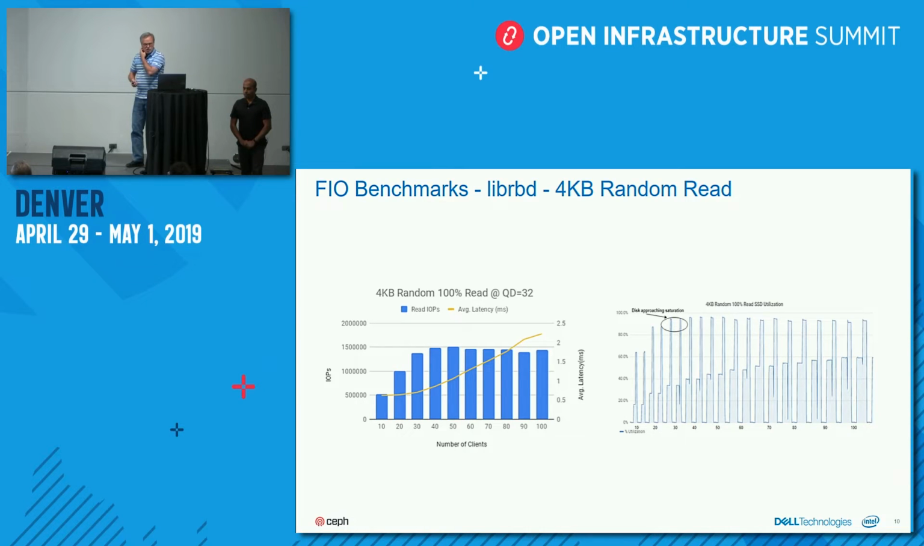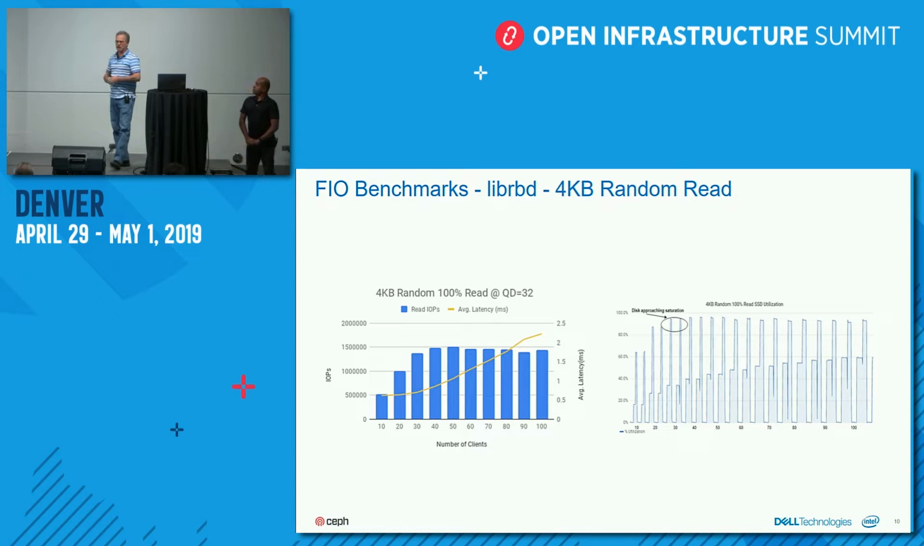Here are some of our benchmarks that we did. Again, this is before we're getting to the database workload. So this is just the initial set of FIO benchmarks, and this is with our final tuned configuration. So for 4 KB random read using FIO with libRBD, this is the kind of performance.